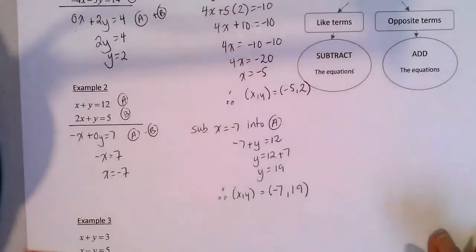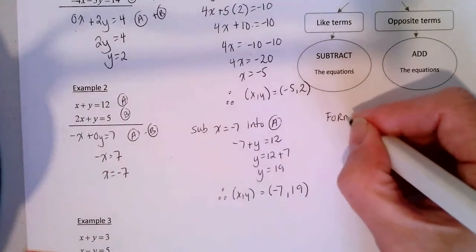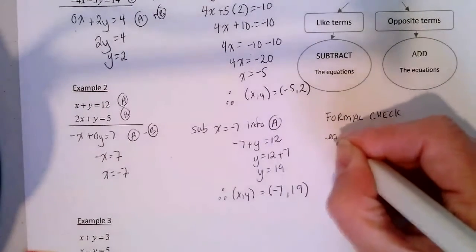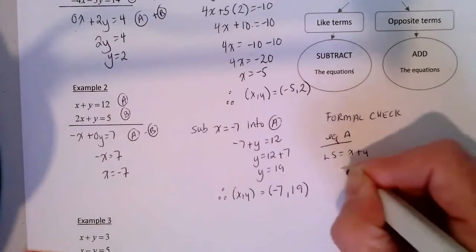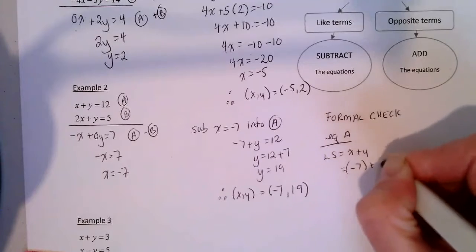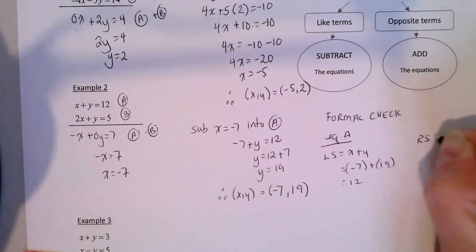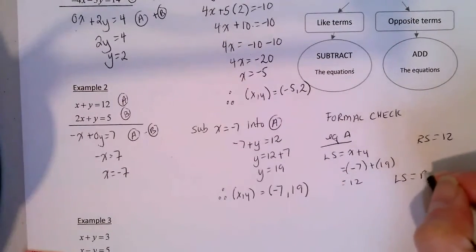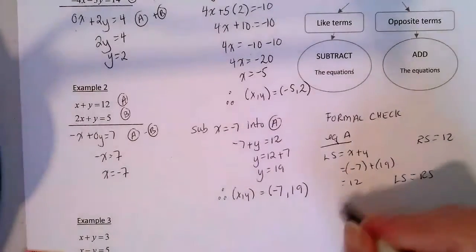And we can go through and do a formal check. We didn't do that on the first one. Let's do a formal left side check. So for equation A, the left side is x plus y, which will be negative 7 plus 19, which is equal to 12. And the right side was also 12. So we have verified that the left side and the right side are equivalent when we use these x and y values in the equation.